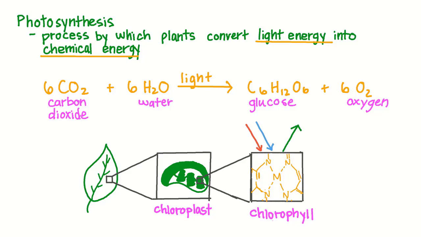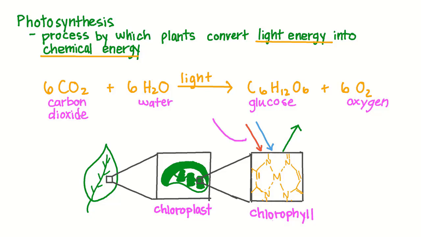Chlorophyll is a pigment in plants that absorbs the red and blue light from the sun. The green light from the sun is not absorbed by plants, it's reflected, which is why we perceive plants as being green. The green light that's reflected by the plant is detected by our eye.